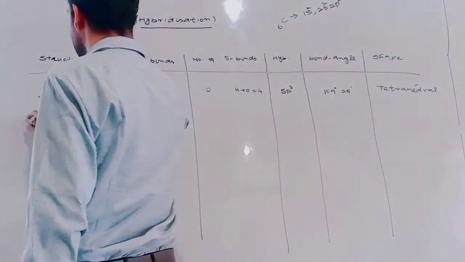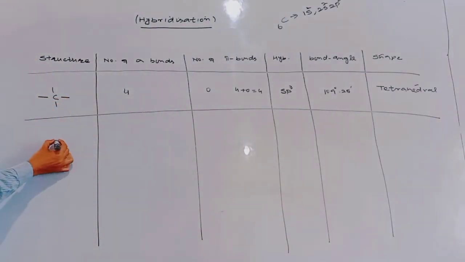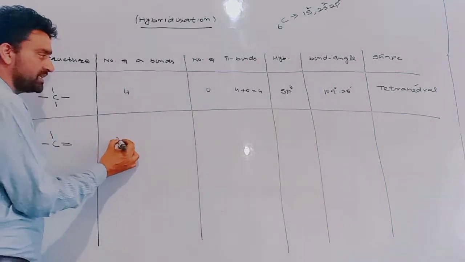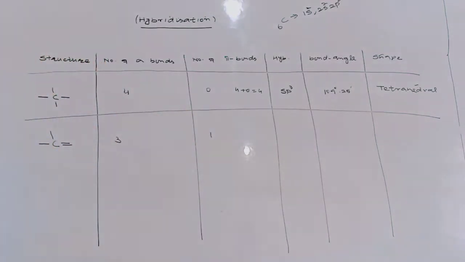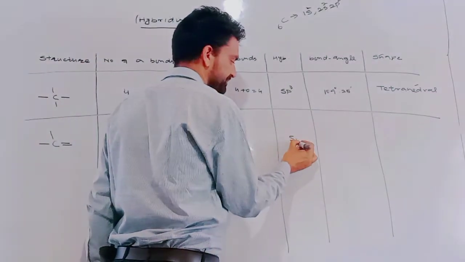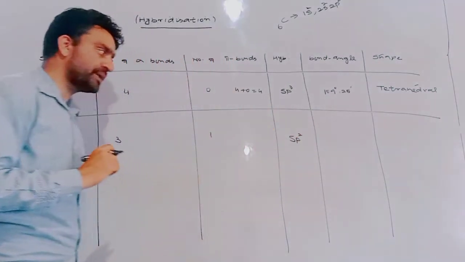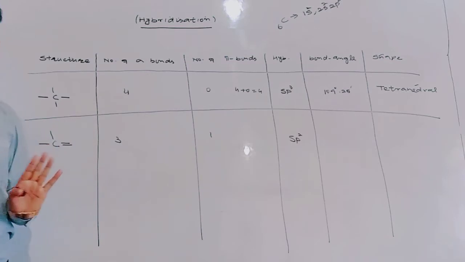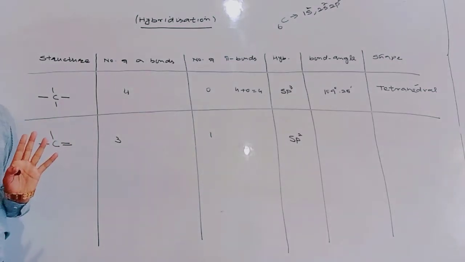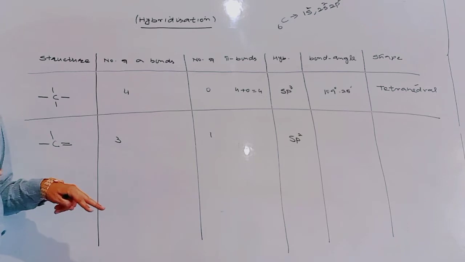Clear? Now I will take the second structure. If I take this carbon atom, it contains 1 pi bond. How many sigma bonds? 3: 1, 2, 3 and 4, because carbon is tetravalent, it has valency 4. So number of sigma bonds is 3, number of pi bonds is 1. Its hybridization is sp2, because sigma bonds take part in hybridization, not pi bonds. When 1 pi bond is present, hybridization is sp2.